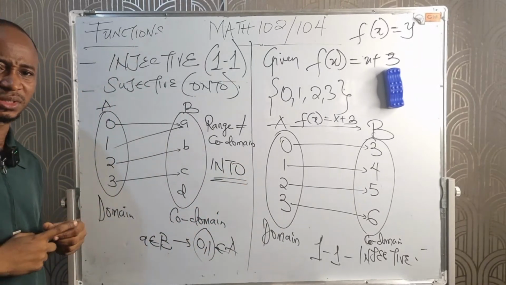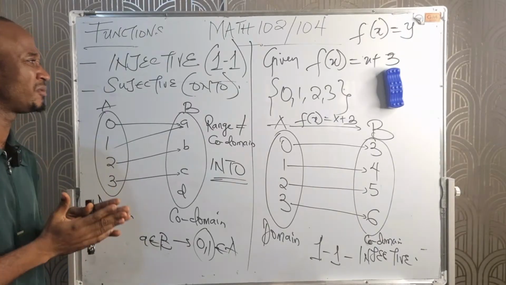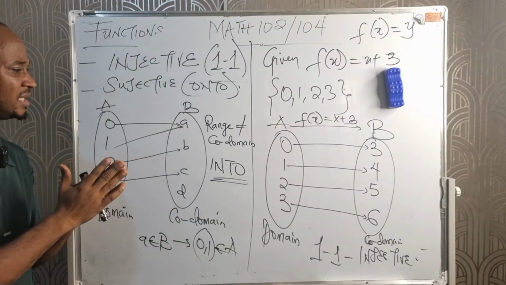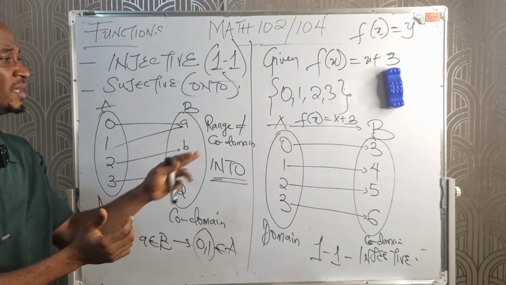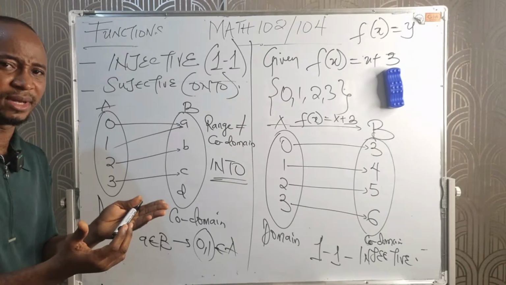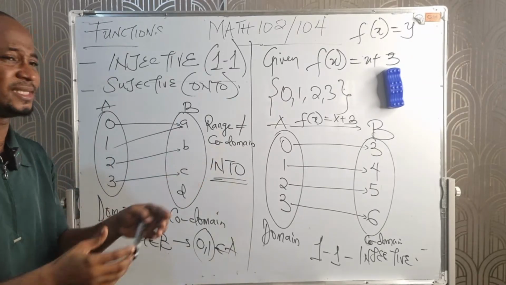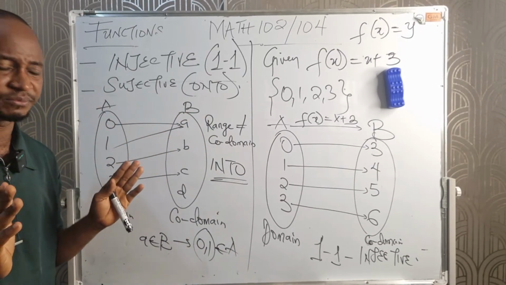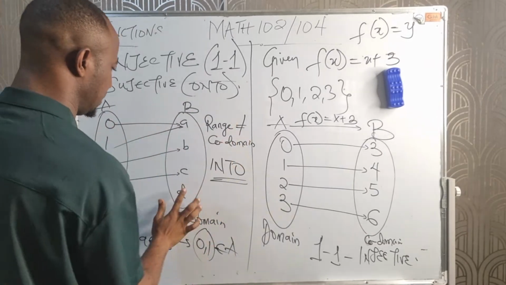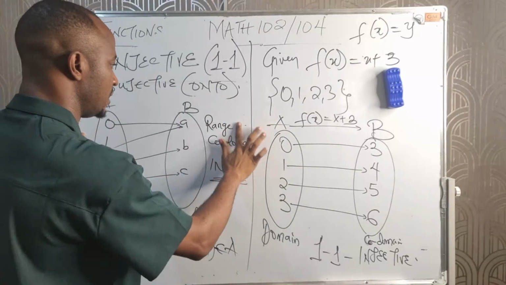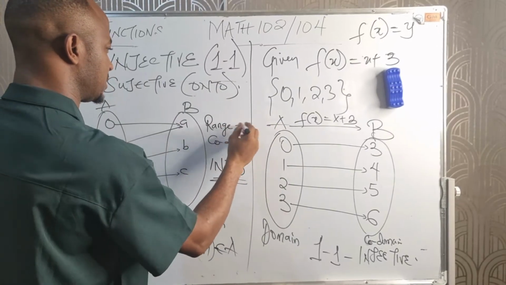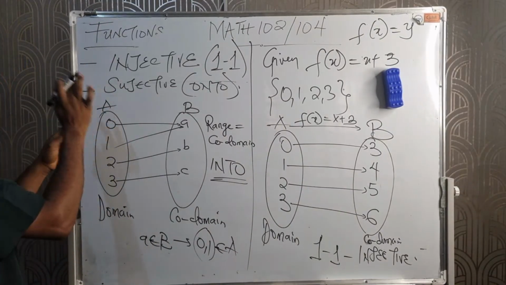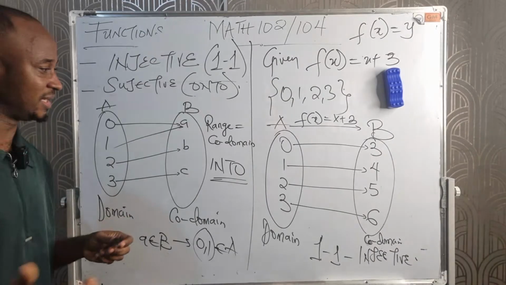Into mapping function. Into is similar to onto. But what differentiates into from onto is that in an into mapping function, the range is not equal to the codomain. But whenever the range is equal to the codomain, it becomes onto or surjective. Okay, so let's proceed. Now we have seen injective, we have seen surjective, we have seen into, right?